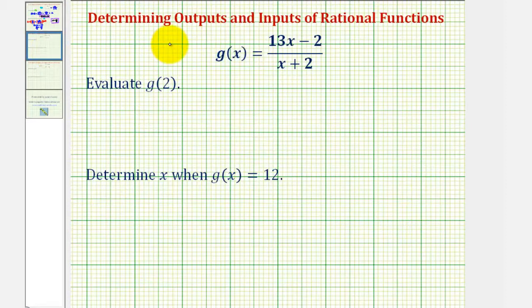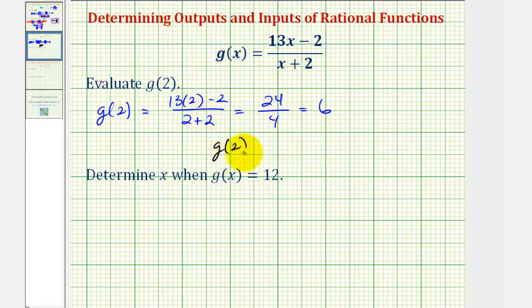Next we have g of x equals the quantity 13x minus 2 divided by the quantity x plus 2. So to determine g of 2, we'll substitute 2 for x. So g of 2 would be equal to the quantity 13 times 2 minus 2 divided by 2 plus 2. So we have 26 minus 2, that's 24, divided by 2 plus 2, that's 4, and 24 divided by 4 is equal to 6. So g of 2 equals 6.